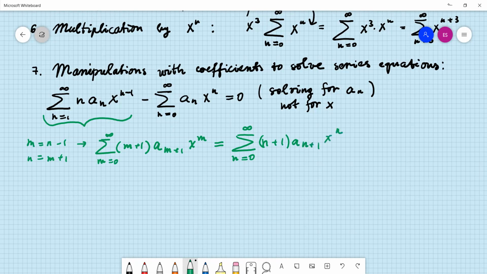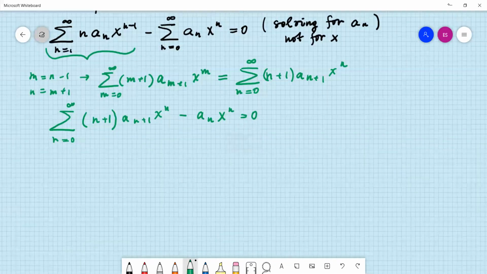After you shift the index, you can return back to your original name. Now, my series number 1 starts with n equals 0. My series number 2 starts with n equals 0. So what I can do with them, I can unify them under one sigma sign. So I'm going to write down (n plus 1) a_(n+1) x to the power of n, my first series, minus a_n x to the power of n, my second series, and n goes from 0 to infinity. It's supposed to be equal to 0. So what I did over here, I just renamed my m as n, right?